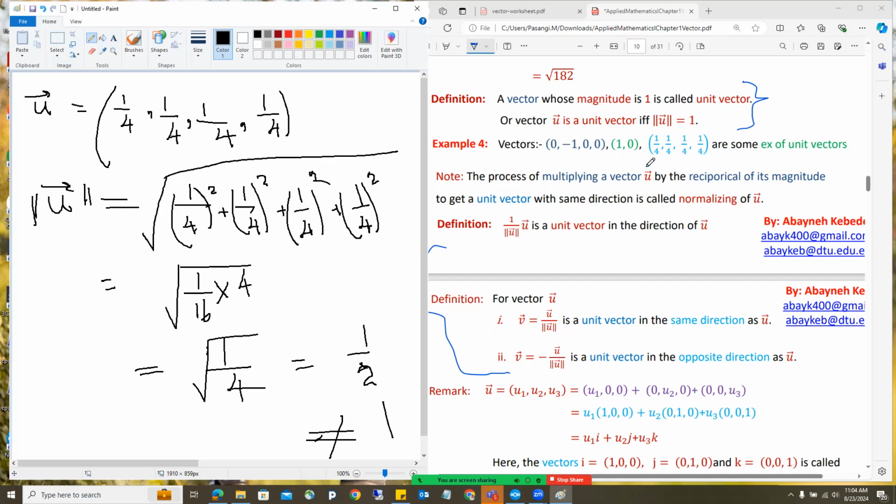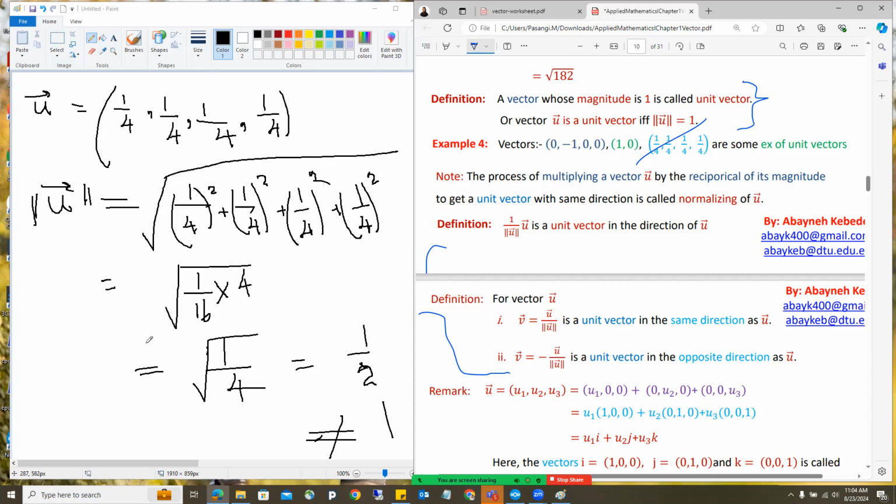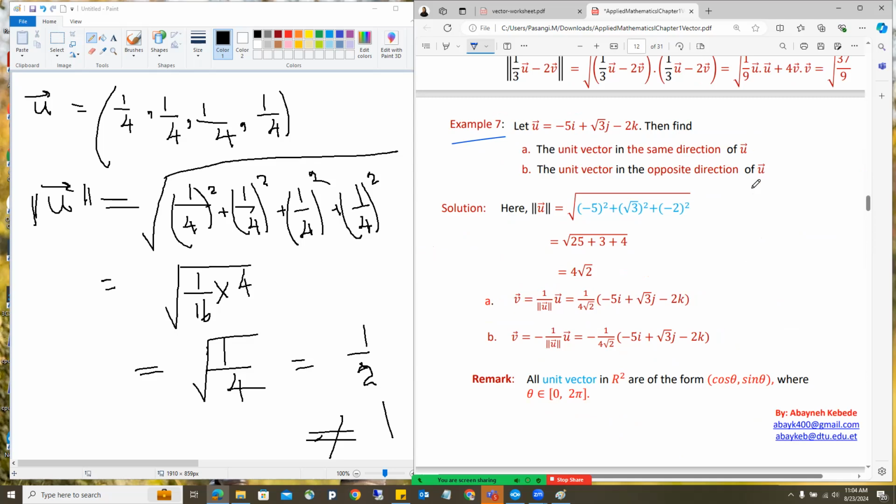That's how you should show it. You need to calculate the magnitude of this vector u and then say it's not equal to 1, and because of that it's not a unit vector. Okay, now it's clear, right? Do the examples.